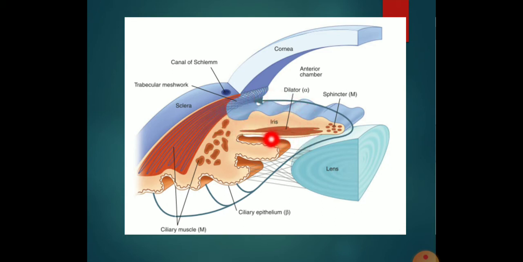This is the dilator pupillae. This is the sphincter pupillae. This part is the anterior chamber. This part is basically the lens. This is the ciliary muscle. This part is the ciliary epithelium. Different alpha and beta receptors are present here. We have already shown in the autonomic nervous system the distribution of receptors at different places of the eye, including the ciliary epithelium, and this is the iris.